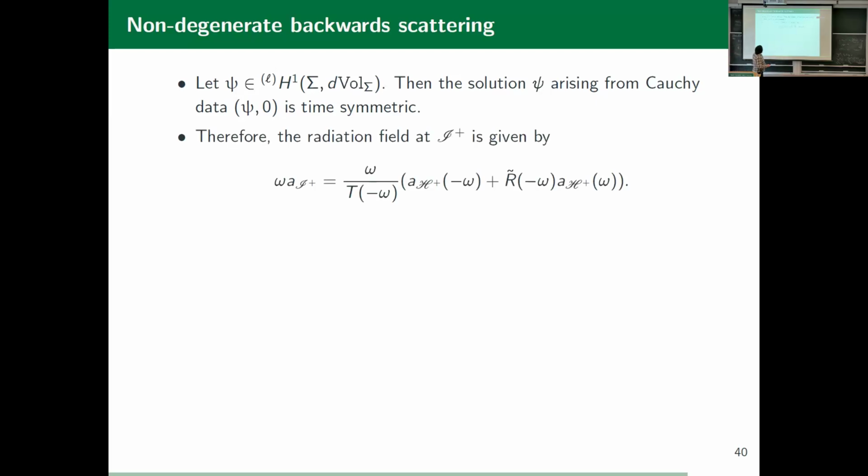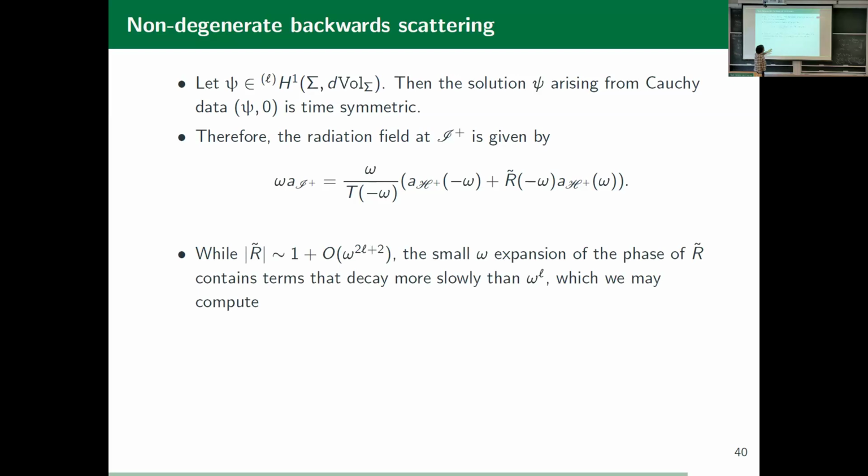Okay, so let's take C to be in H1. Then we take the solution that arises from C and 0 as the initial data. And then, as before, we have the following relation for A scri plus, only we replace AH minus by AH plus at minus omega. And this is because of time symmetry. Okay, so we already have that C is finite partial T energy and is regular, which means what this gives us is a restriction on AH plus.